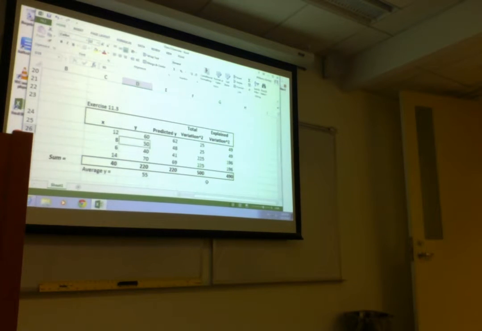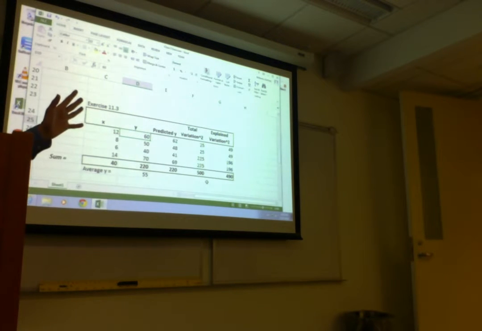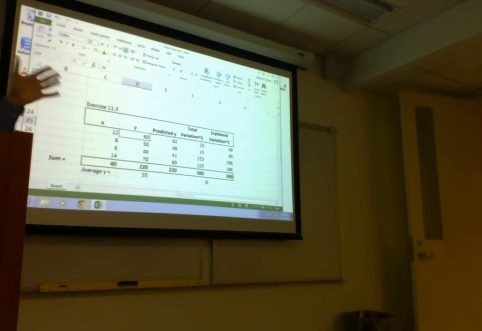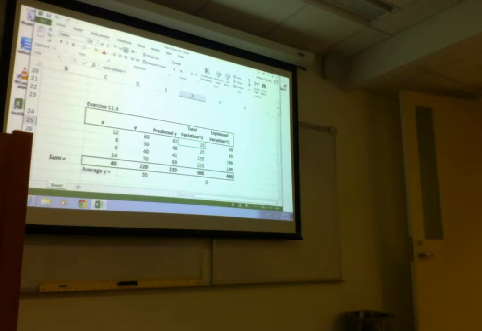So total variation is going to be this: 60 minus 55 is 5. So this person has 5% more invested in the stock market than average. We haven't done the regression equation yet. We're just calculating total variation from the straight up average. It's 5% more. We take the square of that, and we've got our first total variation squared. We do that 3 more times, and we've got the sum of squared total variation.